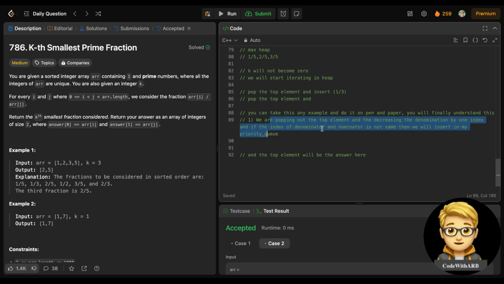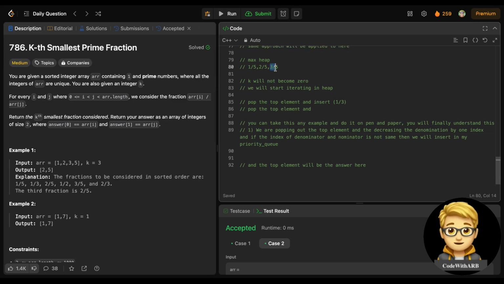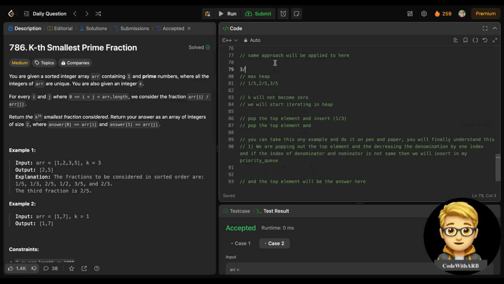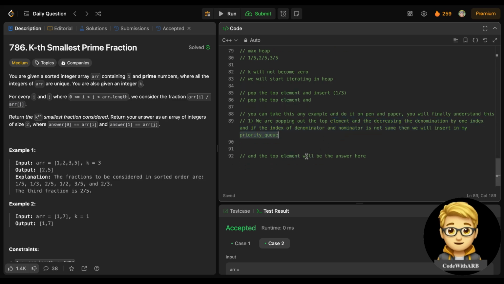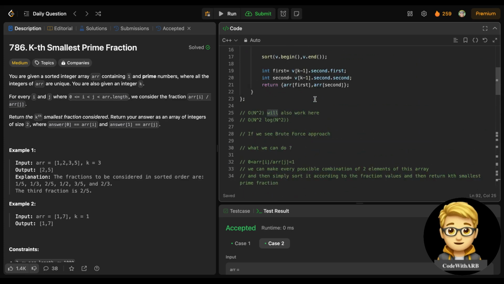And why we are inserting this, because we are decreasing this denominator and inserting it, because it can be possible that it will give me a value more than this 2 by 5. So if you compare 2 by 5 to 2 by 3, which is largest? 2 by 3 is largest, right? So it can be possible that this kth smallest element will be 2 by 3, not 2 by 5, right? So this should be the check accordingly with this, right? So that's why we need to do that.